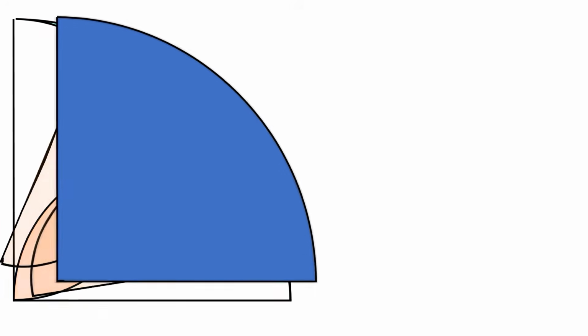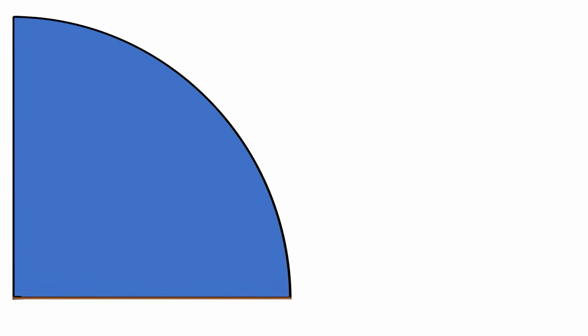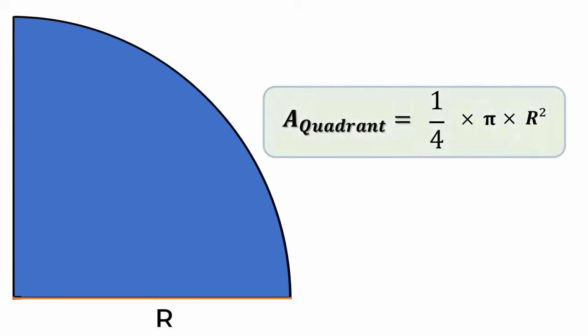First, let's label our main character, the quadrant. Let its radius be capital R. So, its area is 1/4 of a full circle. Area of the quadrant equals 1/4 times pi times R squared.